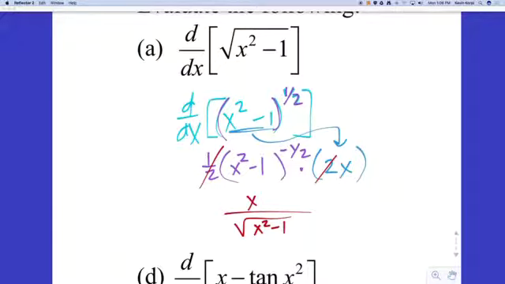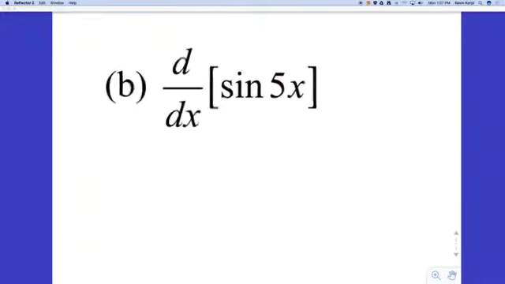All right, letter B. The derivative with respect to x of sine of 5x. How many layers do we have here? 2. Now, sometimes adding parentheses where they're not needed can help you see the layers. So anytime you have something more than just plain old trivial x, it needs to be considered as its own separate function. So I have the outside function is sine of blob, and the inside function is 5x.